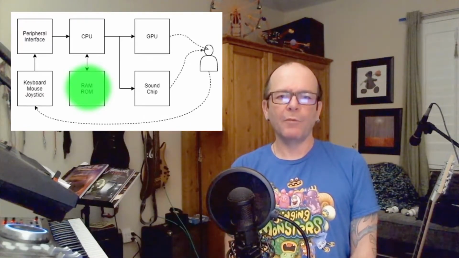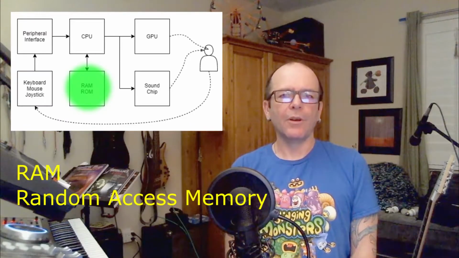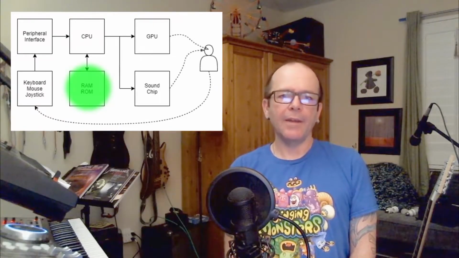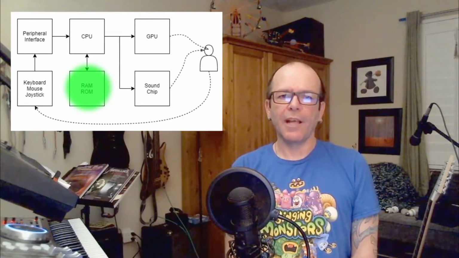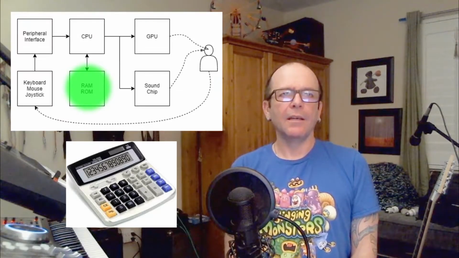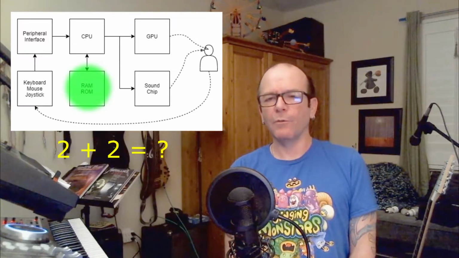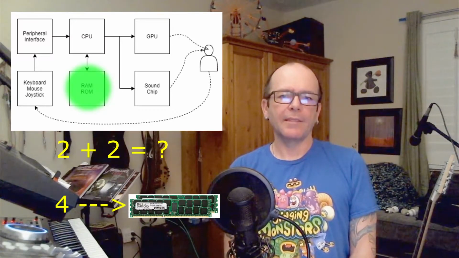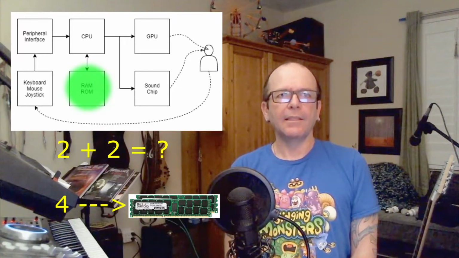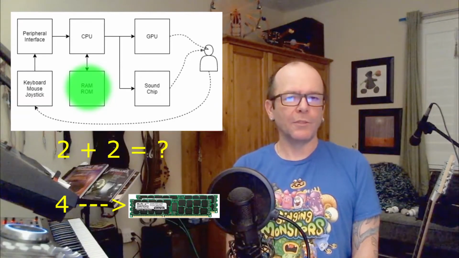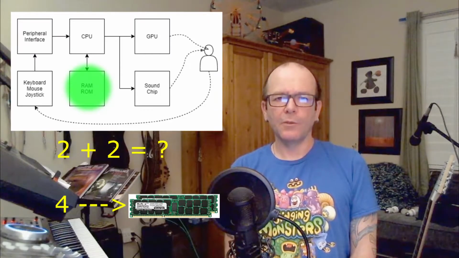Now the work memory, or the RAM, which stands for random access memory, is used to write and read information. Going back to the calculator example, if you type in 2 plus 2, it could figure out what 2 plus 2 is and then store the result in memory, so that at some later point, let's say you want to do a multiplication with the existing result, you could use the 2 plus 2 result stored in memory.